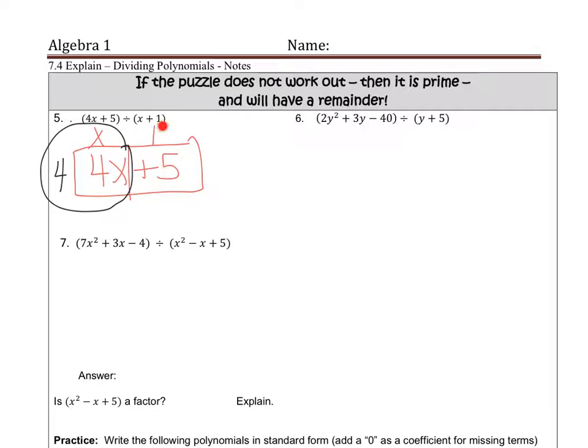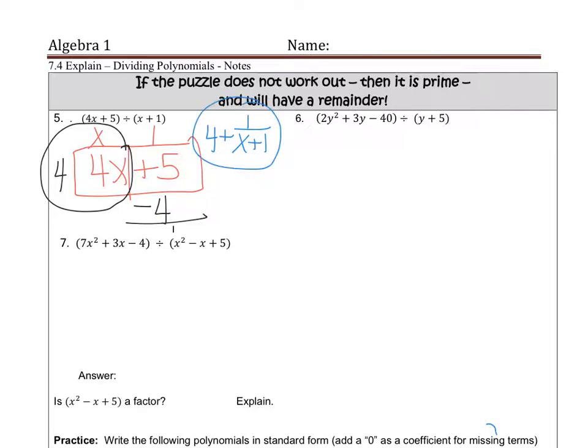So what we do is we just multiply. 1 times 4 is 4. And we subtract it. So 5 minus 4 is 1, so our remainder is 1. So our answer, I'll write it in blue, is 4 plus 1 over our divisor of x plus 1. And that's how we deal with a remainder.